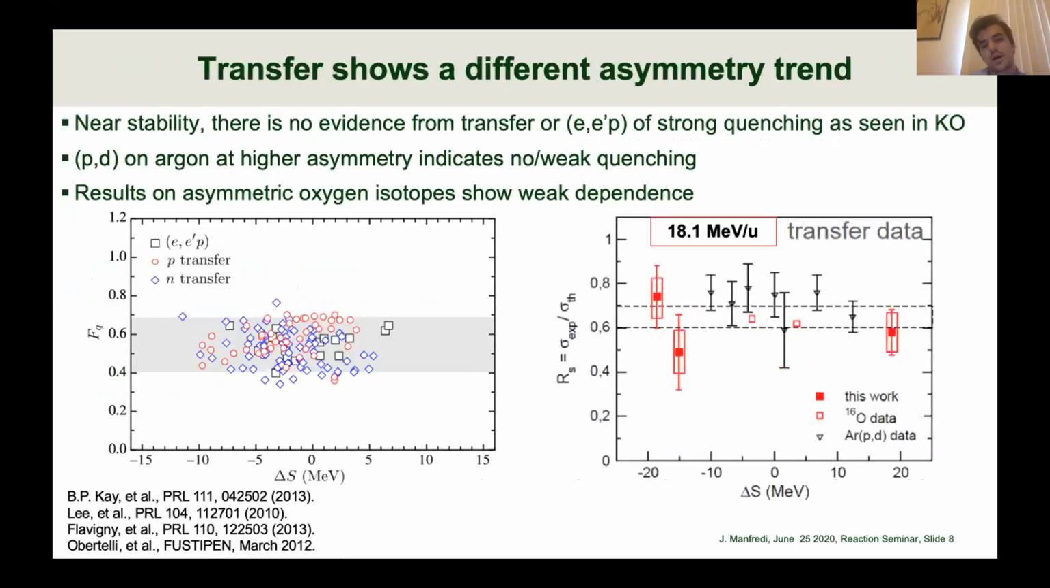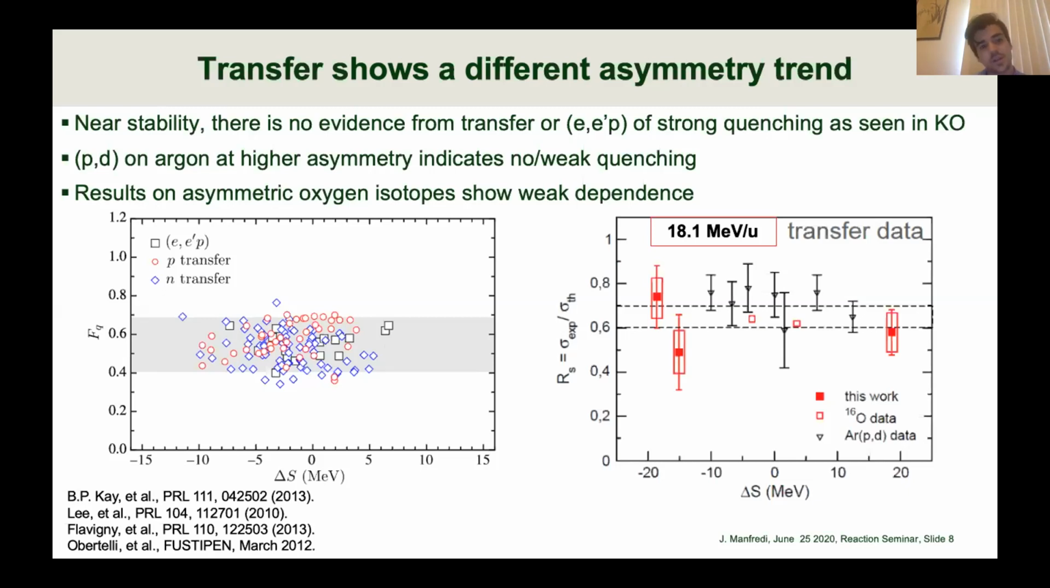So when we look at transfer and try to spread out to higher asymmetry with transfer, we don't see the same strong quenching. First of all, when you look close to stability, you can see the paper on the left is again delta S versus FQ, which is what they call their quenching factor, or reduction factor. You can see that for lots of different proton and neutron transfers, this corresponds to lots of different techniques, so (p,d), (d,helium-3), et cetera, and lots of different angular momentum exchanges. There is no evidence, at least between delta S -10 to 5, of strong asymmetry dependence.